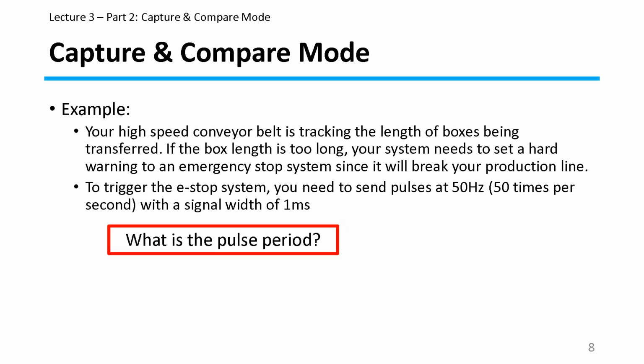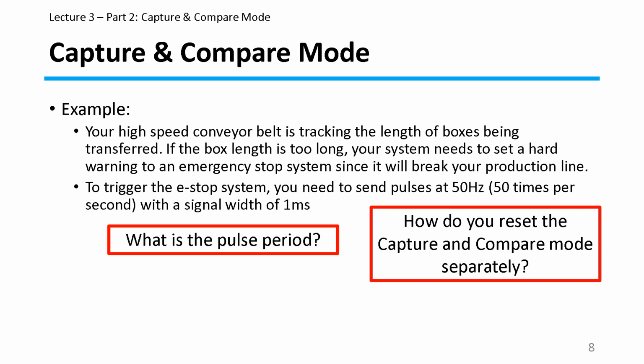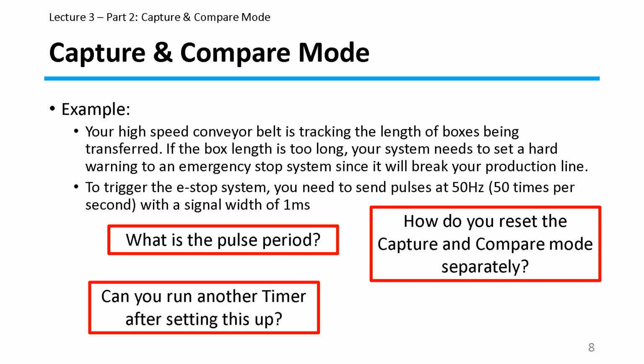Something worth thinking about is, you need to send a pulse at 50 Hertz. So what is the pulse period? How long do the pulses occur? How do you reset the capture and compare mode separately? Remember, you need to send a pulse with a signal width of 1 millisecond at 50 Hertz. So how would you set it up? What resources would you need to achieve this?